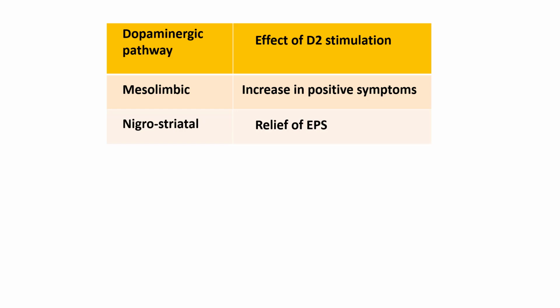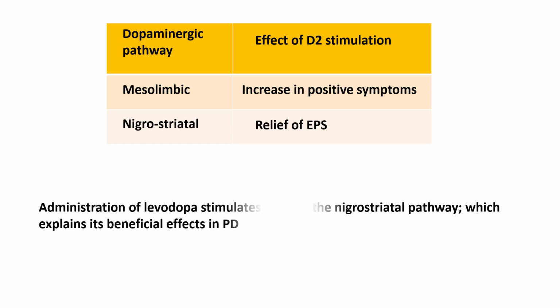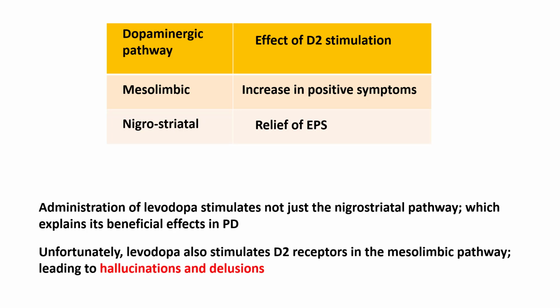When levodopa is administered to a patient, it does bind to D2 receptors in the nigrostriatal pathway, thereby relieving the clinical features of Parkinson's disease, but unfortunately, it also binds to D2 receptors in the mesolimbic pathway, and therefore, levodopa can lead to the development of hallucinations and delusions in patients with Parkinson's disease.